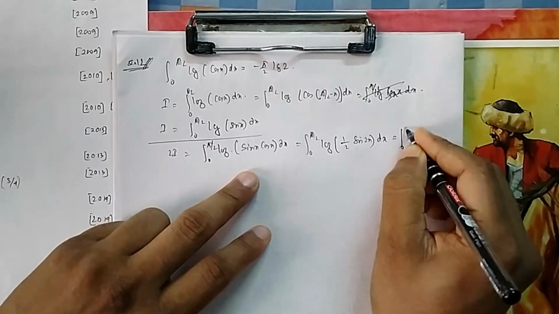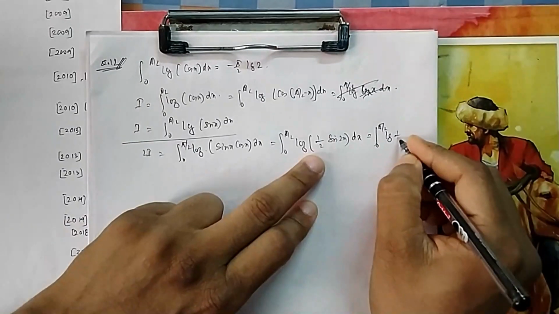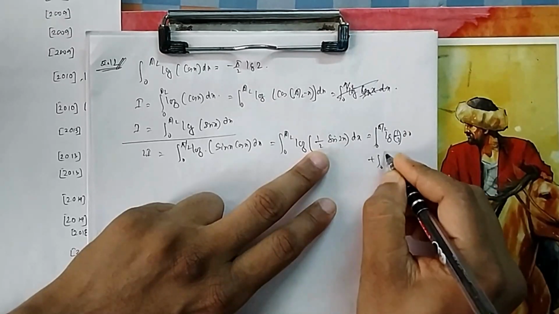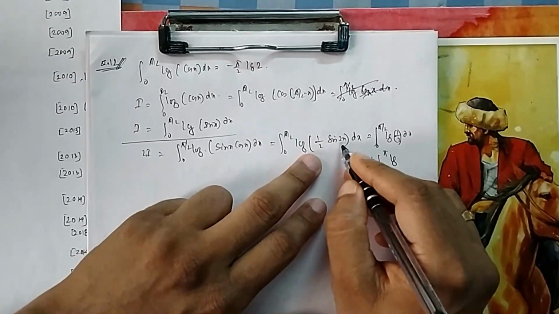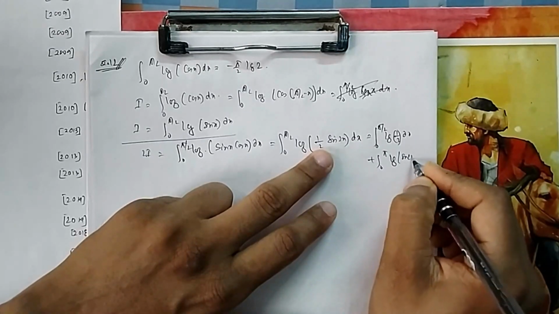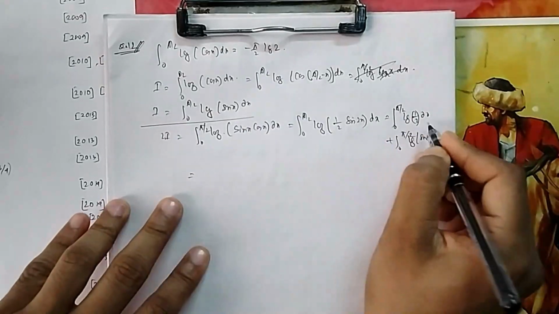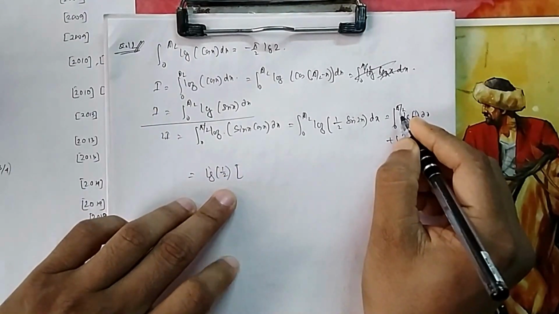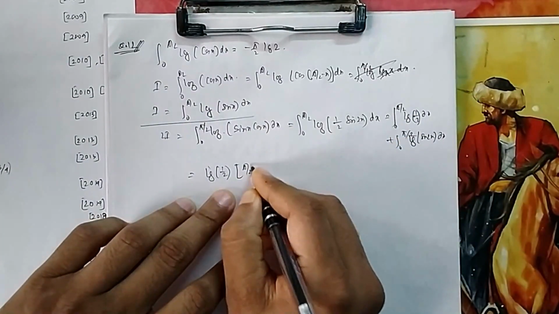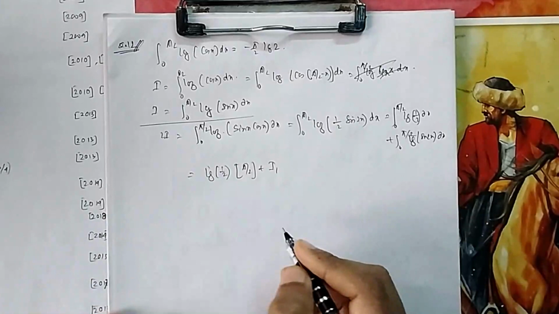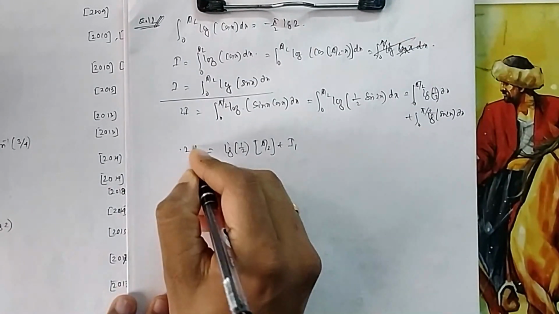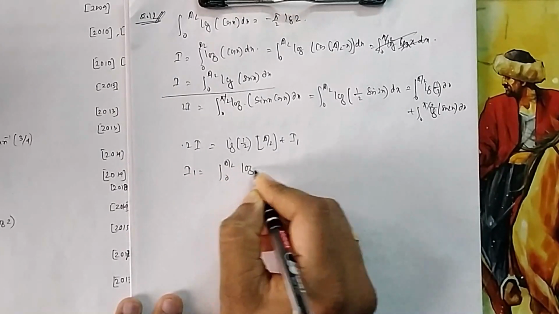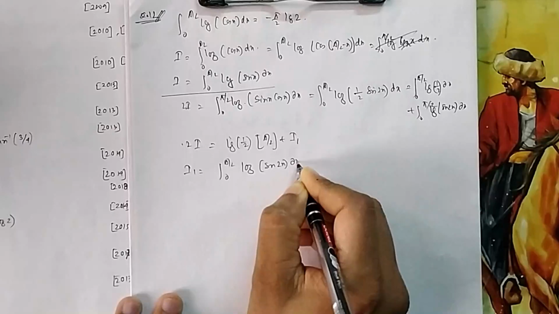So ultimately it will be 0 to pi by 2 log half dx plus 0 to pi by 2 log sin 2x dx, because log a into b is log a plus log b. This integration is easy, because log half is constant, so it will become 1, and if you put the upper limit and lower limit, it will be pi by 2 log half. Plus, suppose I take this as I1. So this is my 2I equal to. You have to be careful. What is I1? I1 is 0 to pi by 2 log sin 2x dx.